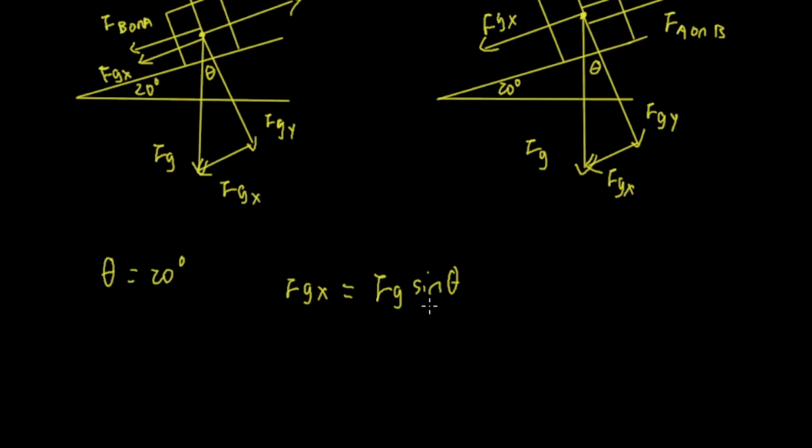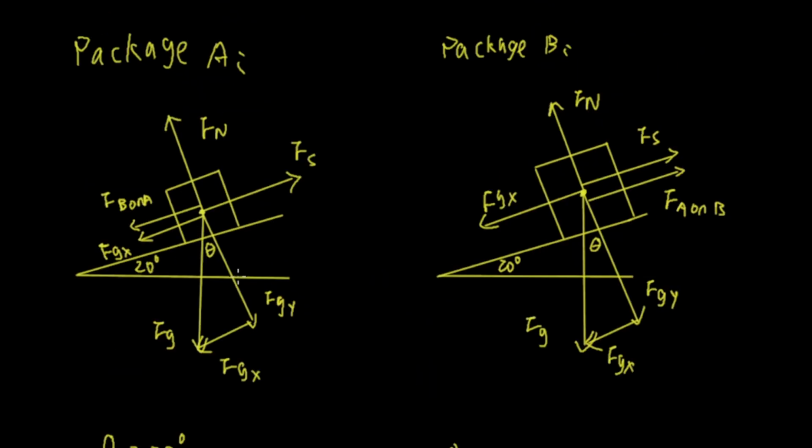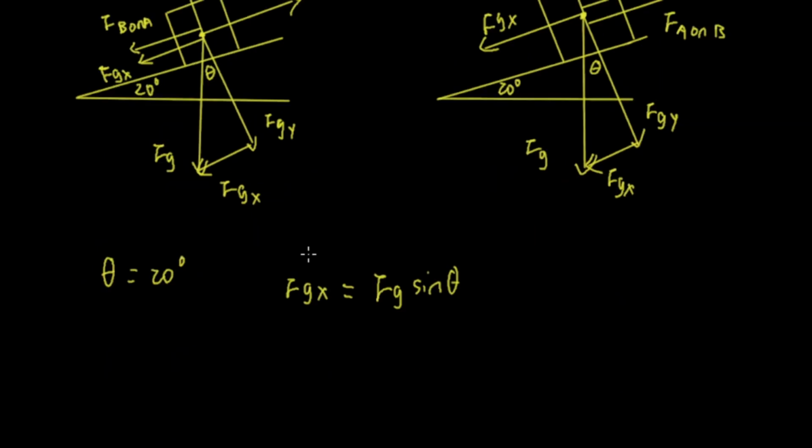How about F sub g y? This one, right? And theta is here. So it would be F sub g cosine theta.